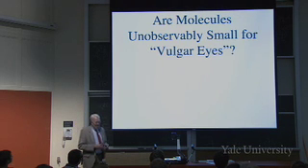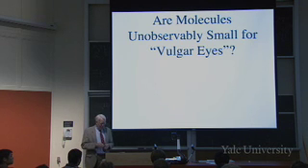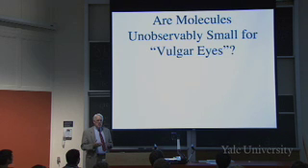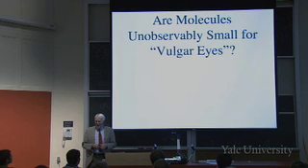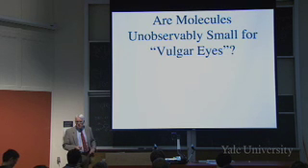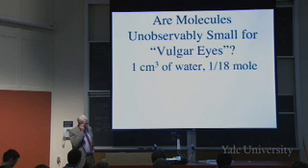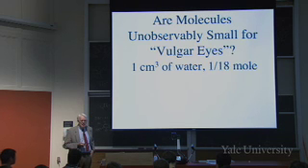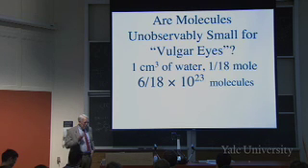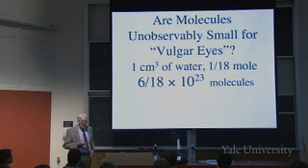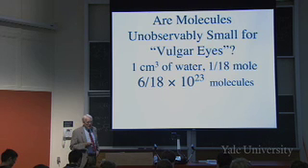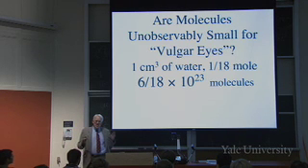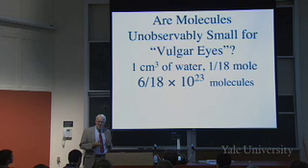Okay? But to get back to the point, and forget clairvoyance for a while, which I don't believe in, the question is, are molecules unobservably small for what Newton called vulgar eyes? Is there no way we can see something and measure it that's that small? So consider water. A cubic centimeter of water is 1/18 of a mole, since the molecular weight is 18. That means it's 6/18 times 10 to the 23rd molecules in a cc of water. Now, that's a really, really big number, and it sounds like they must be just impossibly small, hopeless to try to see such a thing.